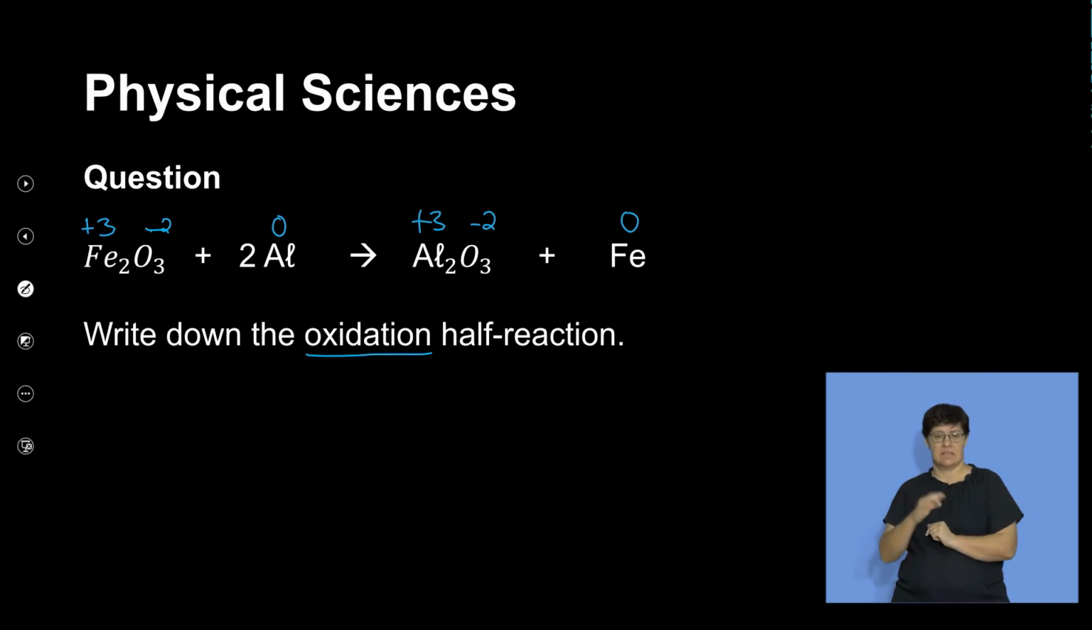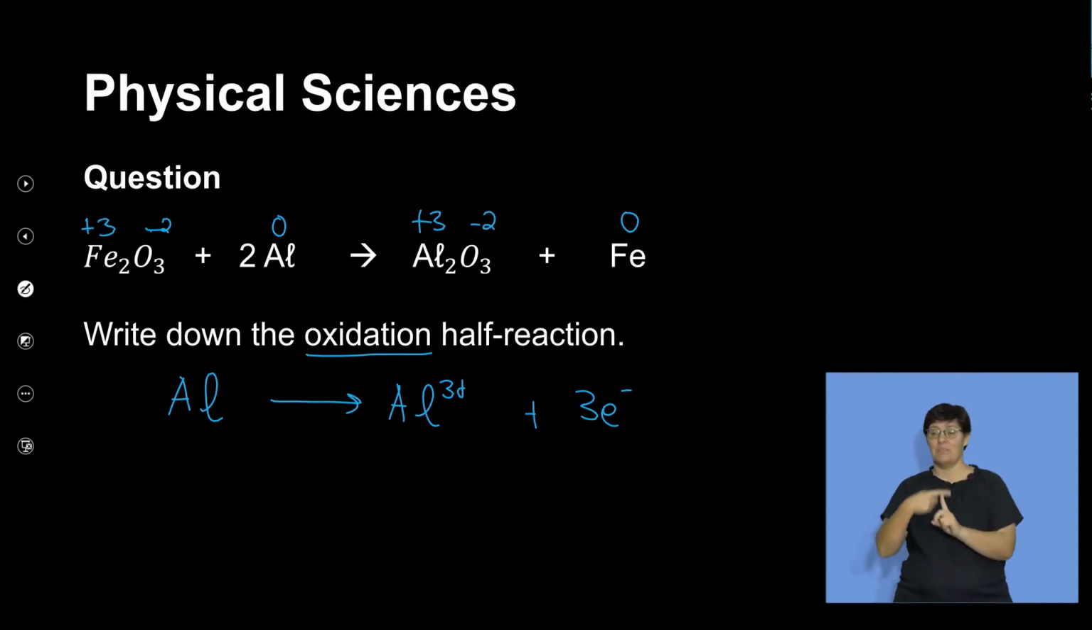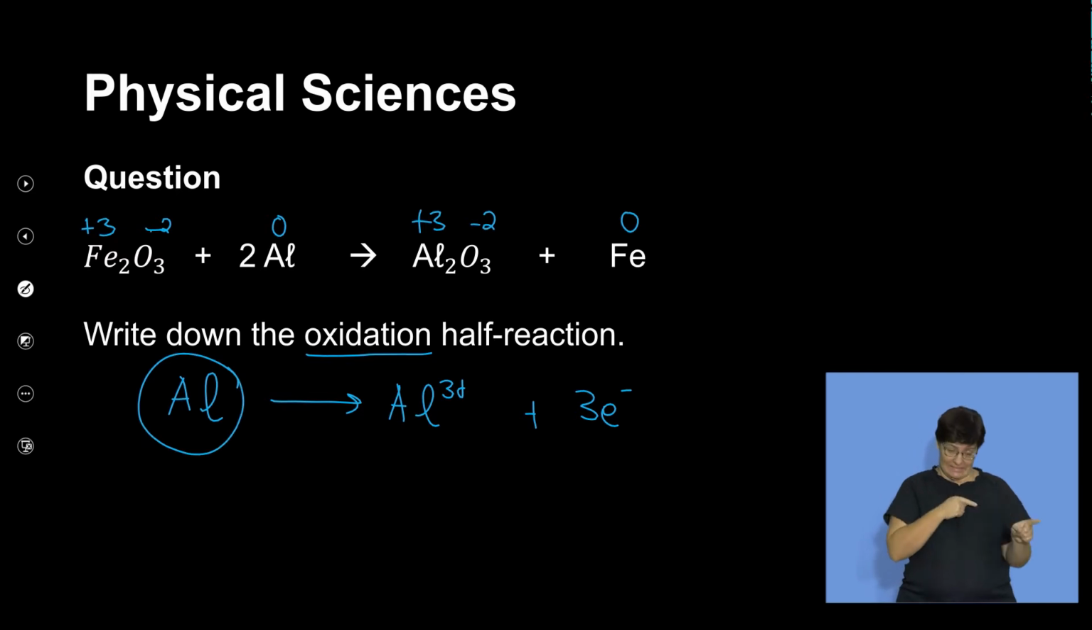What has happened to aluminium? Aluminium has lost electrons. And then how do we represent this half reaction? It's going to be aluminium metal, Al, to give us aluminium ion, Al3+, plus 3 electrons. So this is the substance that loses electrons. What this substance has undergone is oxidation, which is the loss of electrons. And in terms of language, this substance is actually our reducing agent.